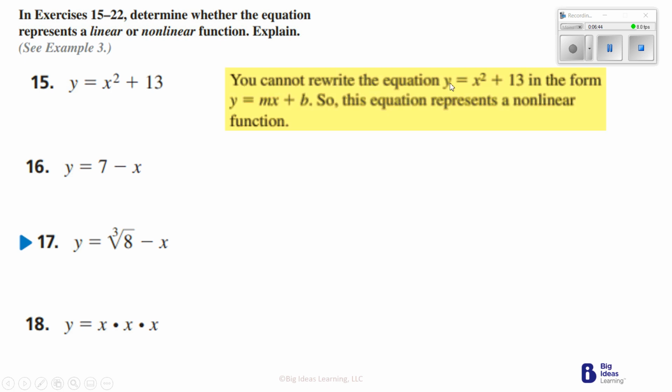So you cannot rewrite the equation y equals x squared plus 13 in the form of y equals mx plus b. The equation represents a nonlinear function. All right, 16 is for you to do.